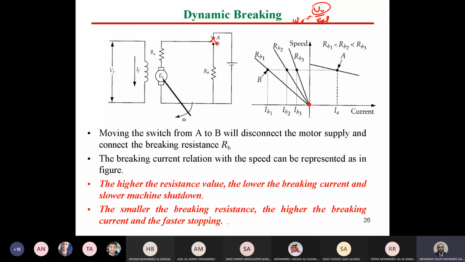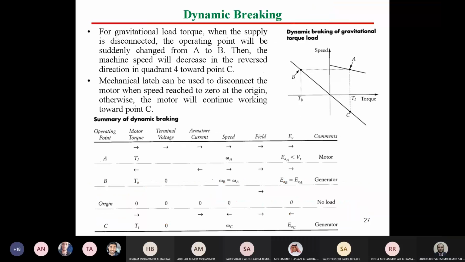We have a note here: the higher the resistance value, the lower the braking current, and the slower the machine shuts down. And the reverse, the smaller the braking resistor, the higher the braking current and the faster the stopping of the motor. If we have a gravitational load torque, which means by means of gravity, the machine can continue working in the region number 4 here, in quadrant number 4. So this means the machine will not stop here. It will continue and the speed will be reversed to reach point number C here. This is in case of a gravitational load, يا شباب.